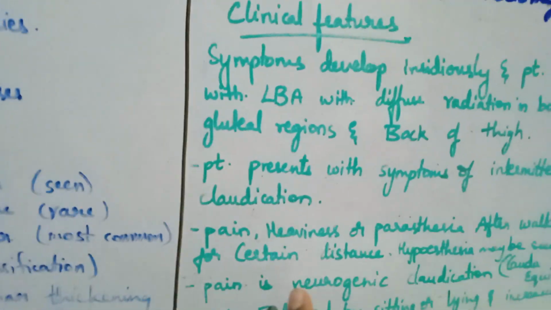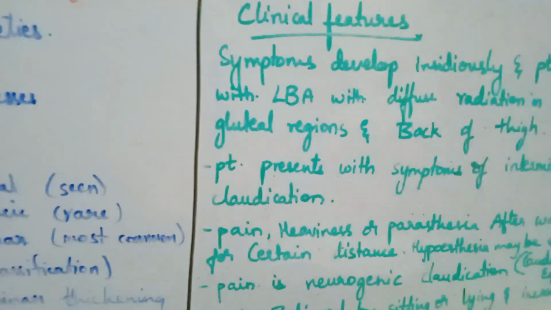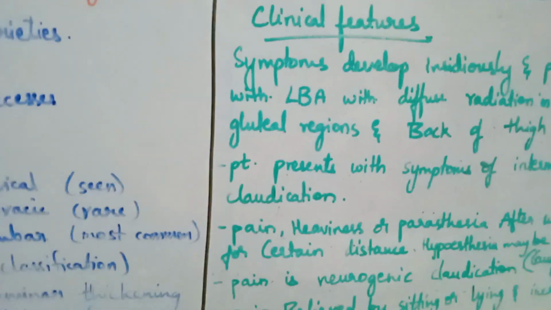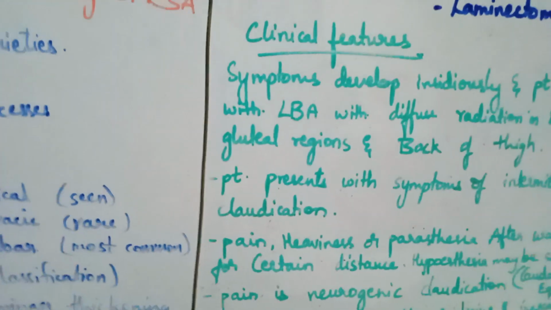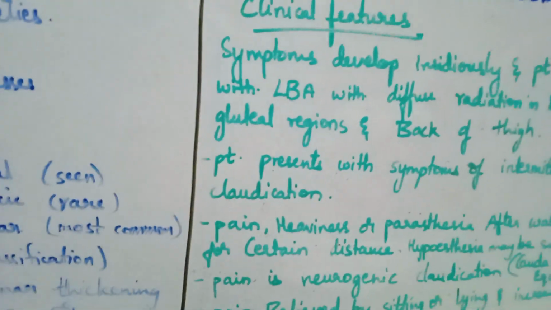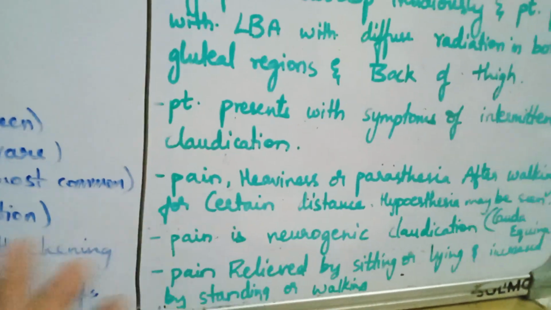So the pain is a neurogenic claudication. Pain is relieved by sitting or lying and increased by standing or walking. So when will the pain be increased? It will be increased when you stand or walk, and it will be relieved when you sit or lie.